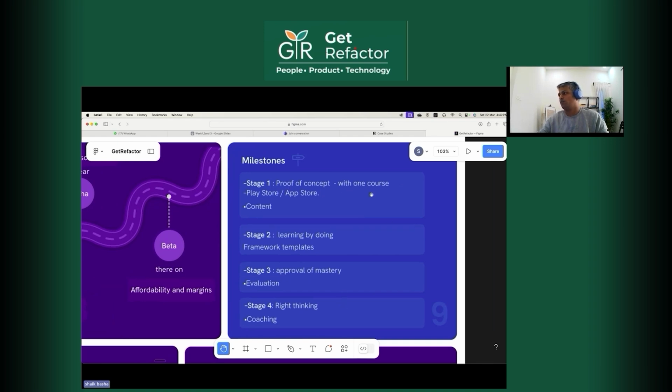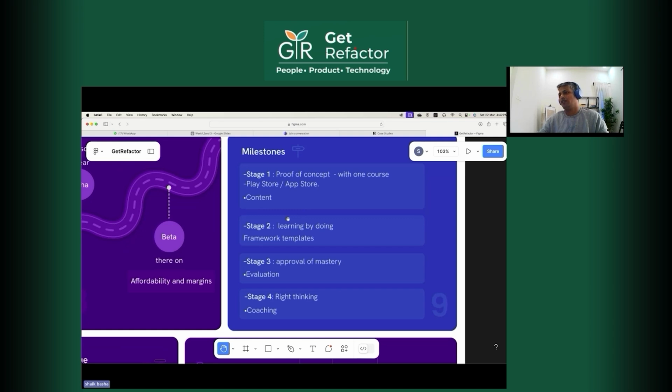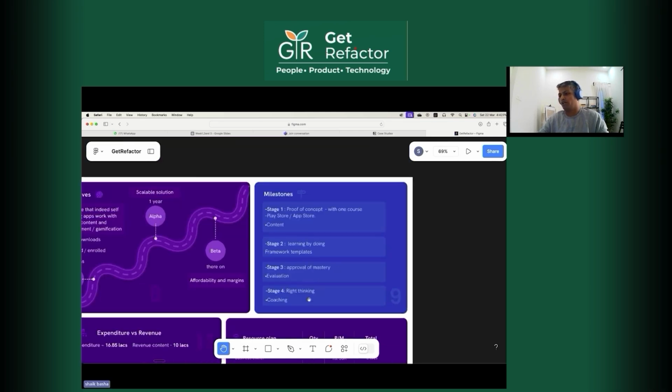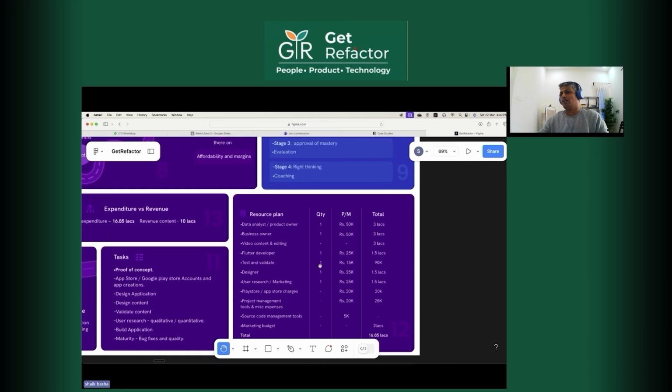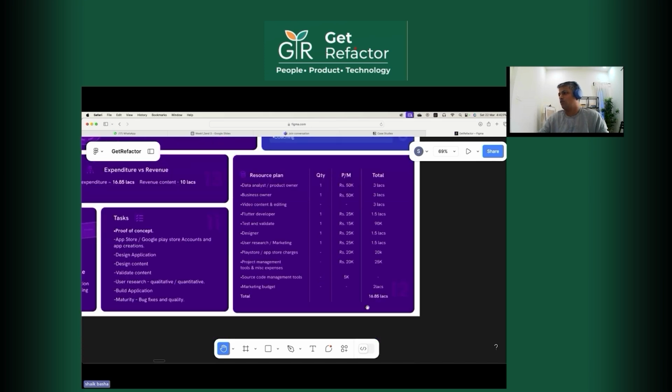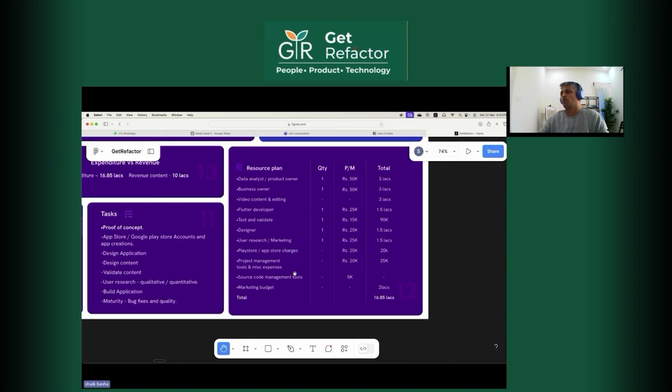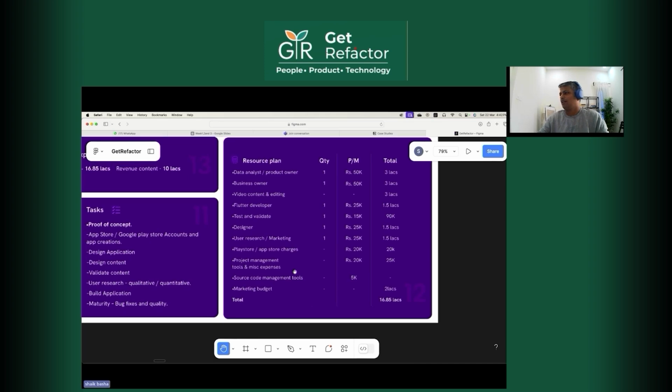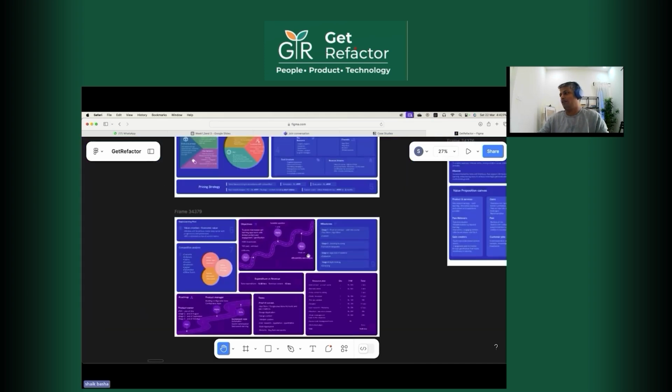Proof of concept with one course, Play Store, App Store content, and learning by doing it, approval of mastery, evaluation, and then right thinking, coaching, right? So these are the different stages where I'm going to introduce or enhance the product. Okay. So this is something like how much expenditure I would have to build this, right? Bare minimum to run a pilot for the next 3 months. What is my forecast? Who are all the resources that I would need? Right? So that makes the plan, that makes the pitch.